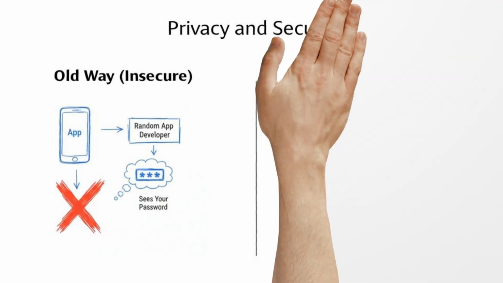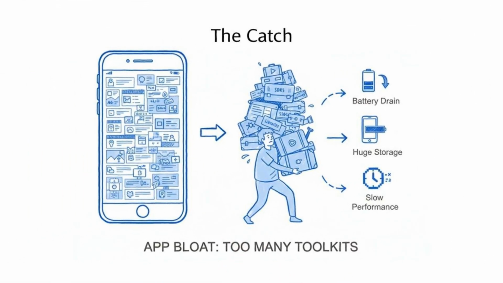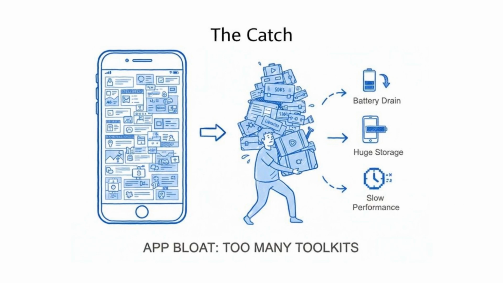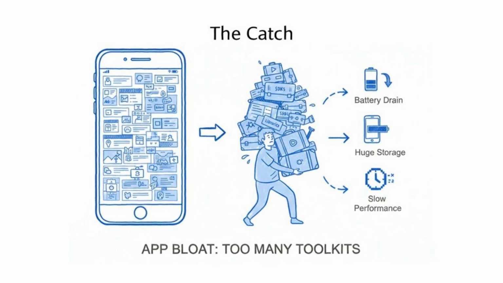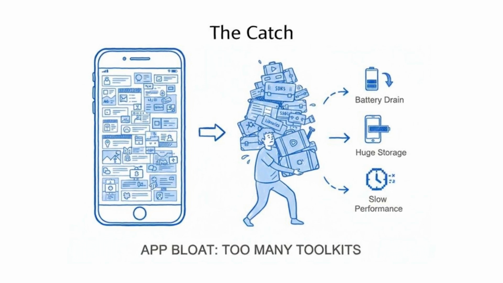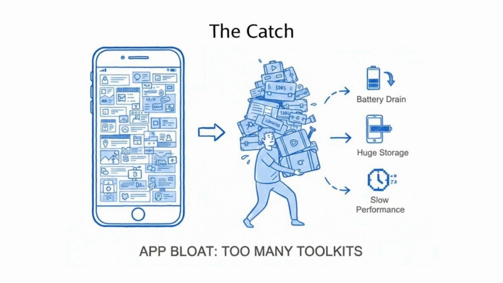So what's the catch? If an app has 20 different SDKs for ads, tracking, and analytics, the app becomes bloated. This is why some simple apps take up huge amounts of storage or drain your battery. The developer is essentially trying to carry too many toolkits at once.